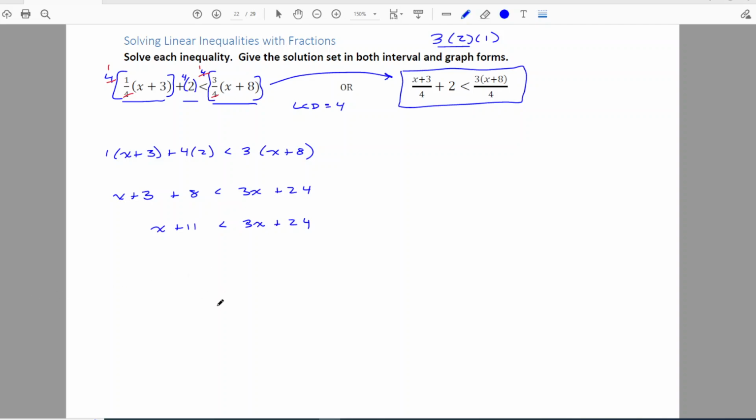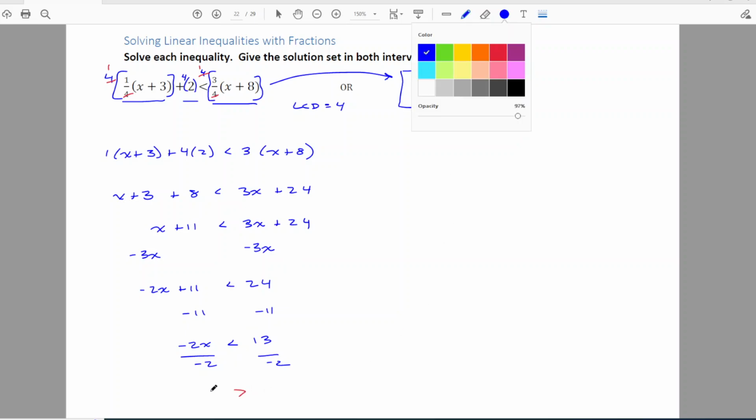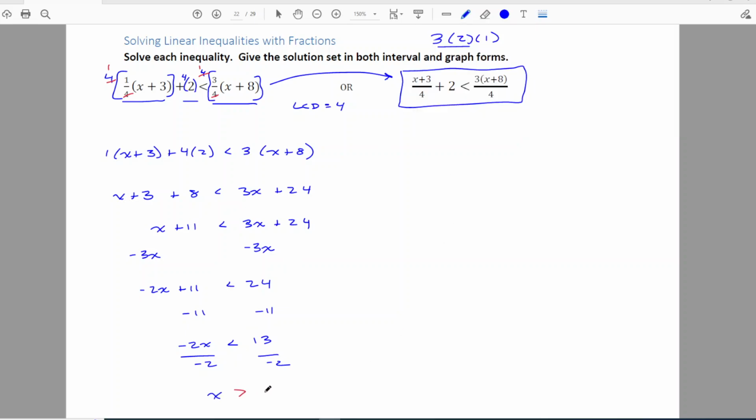Maybe pause the video and give this one a go from here. I'm going to go the way of flipping the sign, just so I don't forget how to do it. So I get negative 2x plus 11 is less than 24. I'm going to minus the 11. I get negative 2x is less than 13. And then I'm going to divide both sides by negative 2. And because I divided, I'm going to flip my inequality sign, and I'm going to be left with x is greater than negative 13 halves.